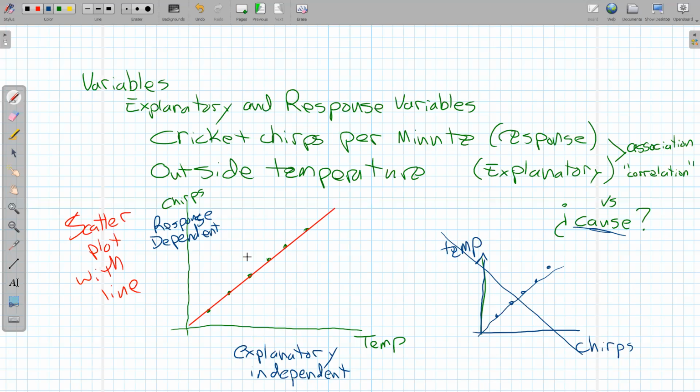So I just want to go over a couple of examples of explanatory response, the idea of association versus causation. Just because there is a strong association doesn't mean there's a causation. And then sometimes in between the two variables, we could have some confounding variable that's really pushing both of them. So in between the explanatory and response, sometimes there could be a confounding variable that we didn't account for.